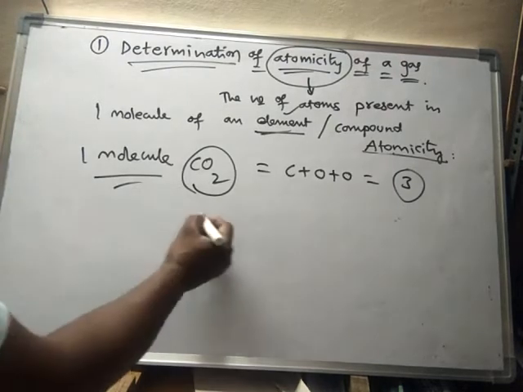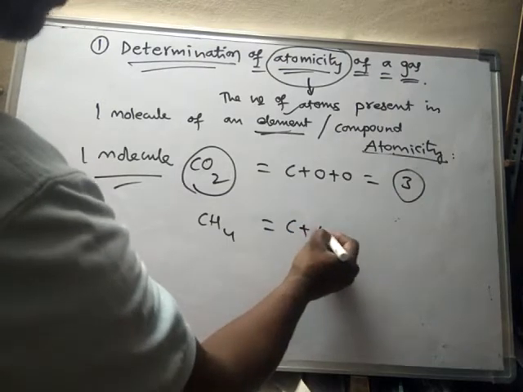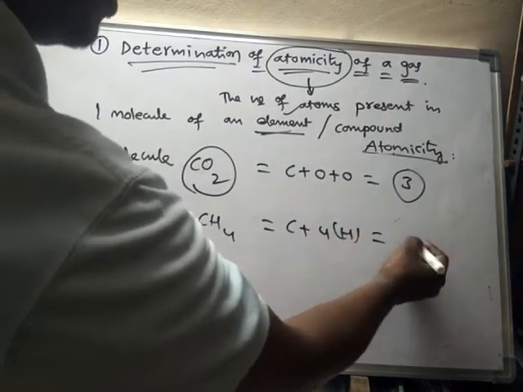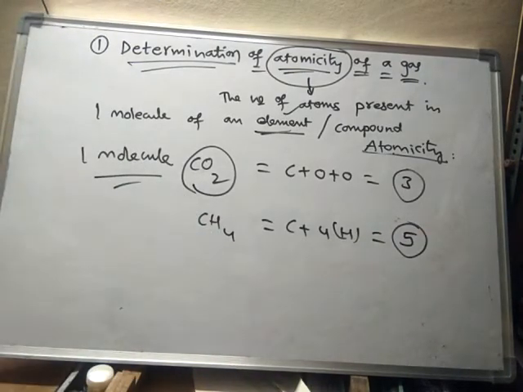It is not an elemental molecule, it is a compound molecule. Like that, if you take methane, what is the atomicity of methane? 1 carbon atom and 4 hydrogen atoms are there. Altogether 5 atoms. So the atomicity of methane is 5.